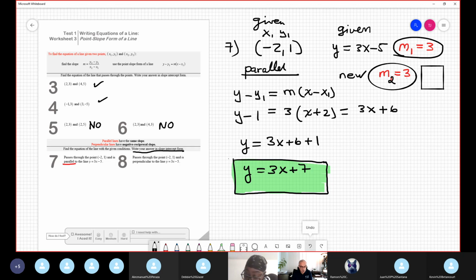This was number 7. Number 8 is different because it's perpendicular. So the keyword in this case is perpendicular, but it's approximately the same. The only difference is determining the relationship between the slopes, and the rest is okay.